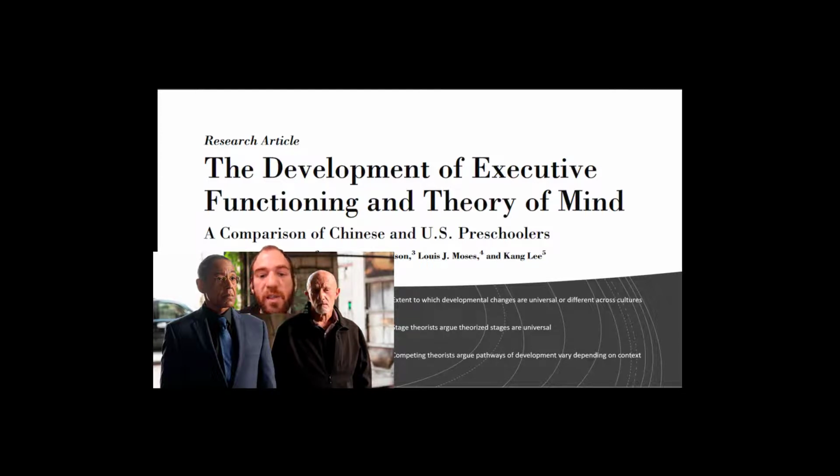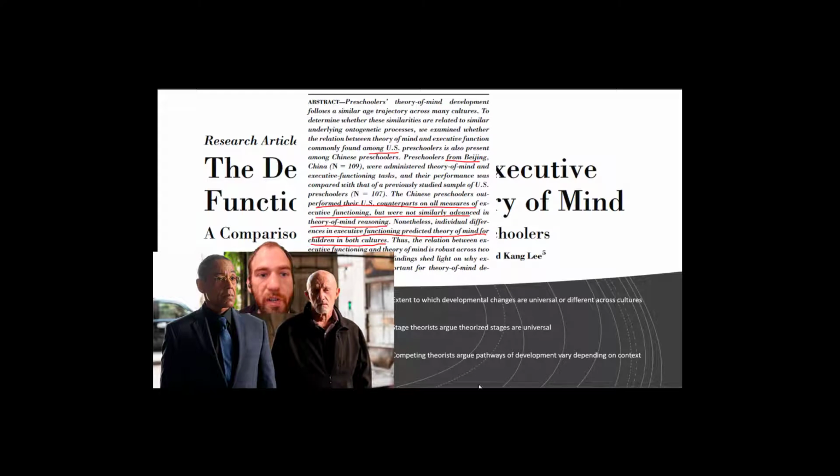Versus specificity, which is, development depends on the context. So I included an article here, The Development of Executive Functioning and Theory of Mind, a comparison of Chinese and US preschoolers. I'm not going to get into the specific constructs right now, but theory of mind and executive function, it doesn't matter. These are two psychological constructs that are thought to be universal. So let's look at this article real quickly. We're not going to read the whole thing, but I just highlighted some parts of it.